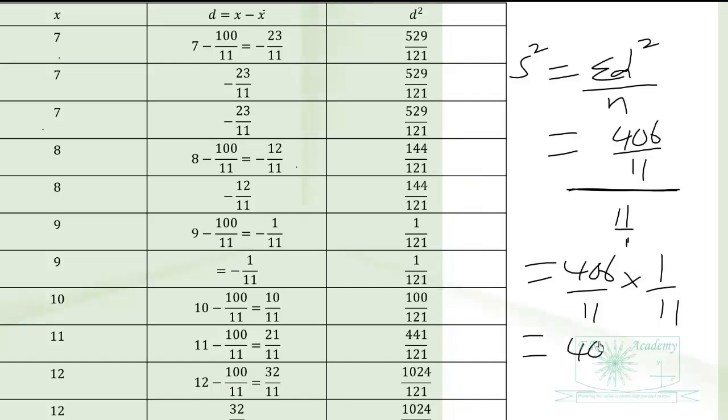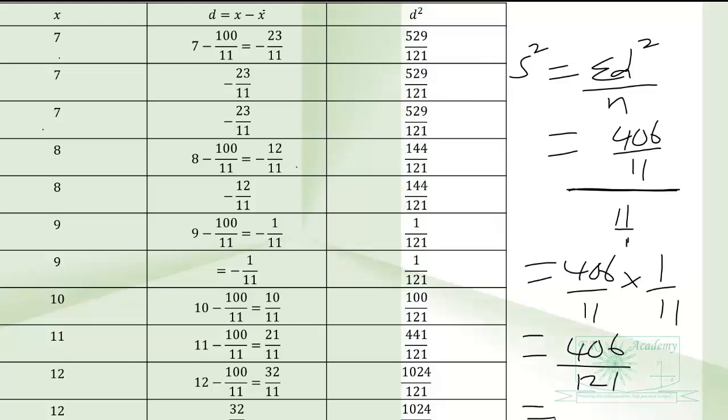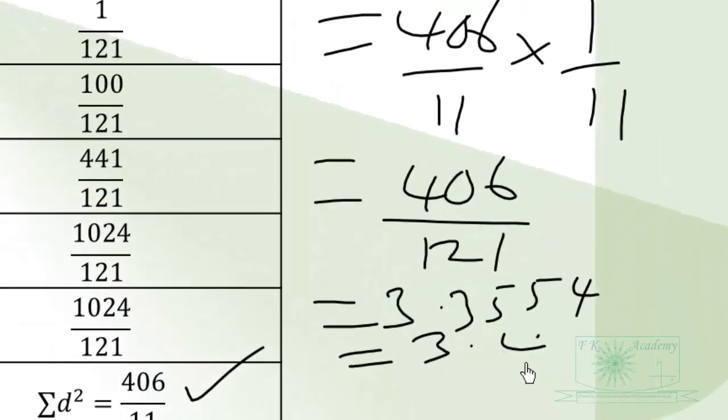And that will give us 406 over 121, which is equal to 3.3554. So to one decimal place, we get 3.4. So that is the variance.